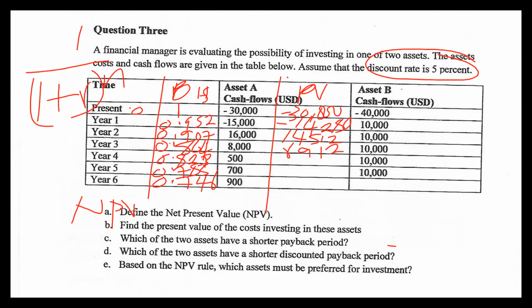The other year we have 0.828 times that is 500, which is 414. What about the other year?